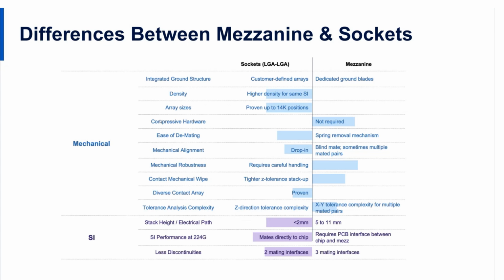Diverse contact array proven. So again, we see no limitations on our end, whether it's a hex or orthogonal, or even in some cases, if somebody wants to do a contact anywhere where there is no pattern whatsoever and it's completely random. Okay. Tolerance analysis complexity. So with these contacts, obviously we have to hold very, very tight tolerances to ensure that we have good deflection and good wipe. But again, with our several decades of experience, FIT has no concerns and no issues controlling very tight tolerances. Okay. Stack height electrical path, as described previously in the socket height.